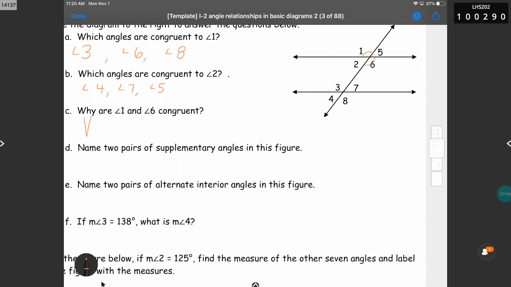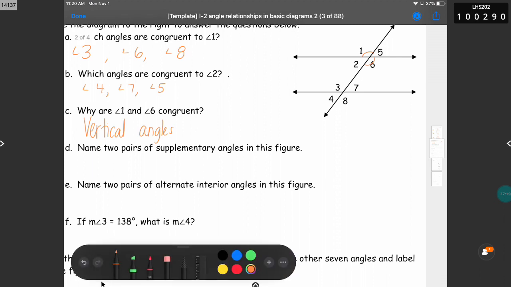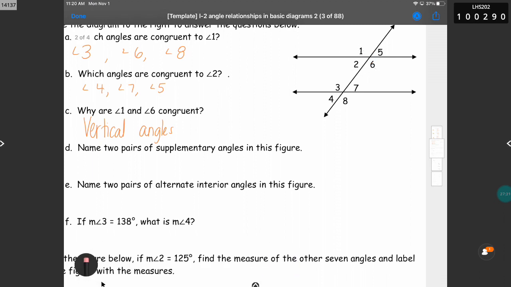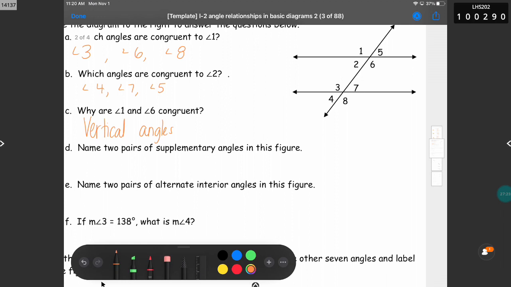Okay? Now it wants us to name 2 pairs of supplementary angles. What does supplementary mean first? It means 180 degrees. So could it be more than 2 angles? There are more, yes, but I just want you to name 2.